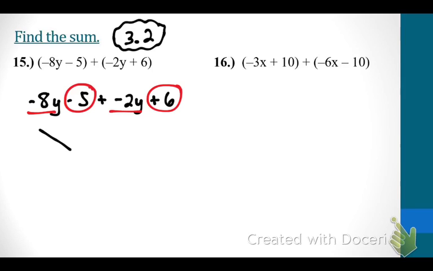Lexi, what is negative 8y minus 2y? Negative 6y. Same sign or different sign? 10y. Negative 10y. Very good. We want to add the numbers and keep the sign. And then Lexi, what's negative 5 plus 6? Positive 1. Positive 1.